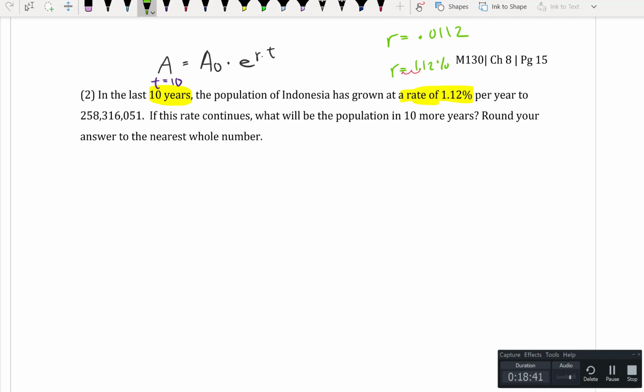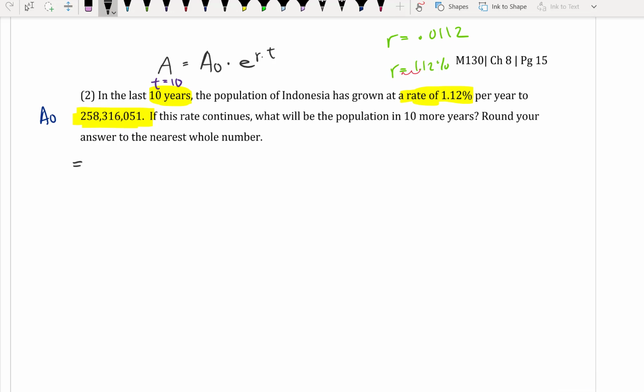And this is your total amount that you have. So that's going to be your initial amount. If this rate continues, what will be the population in 10 more years? Round your answer to the nearest whole number. So now we have our initial value times e to the r times t, where A naught is equal to 258,316,051. We have our r value, 0.0112, and my t value, which is 10.